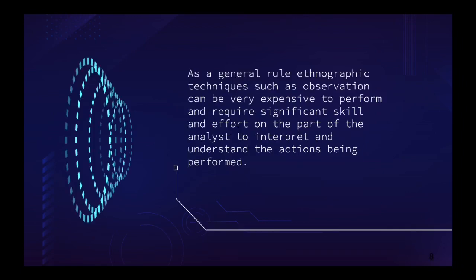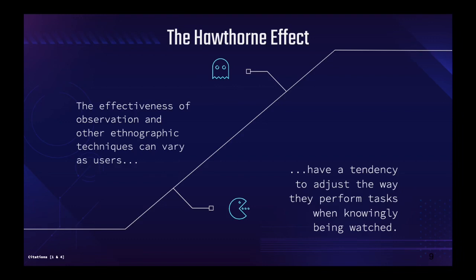As a general rule, ethnographic techniques such as observation can be very expensive to perform and require significant skill and effort on the part of the analyst to interpret and understand the actions being performed. The Hawthorne effect is when users tend to vary their response or behavior when they know they are being watched, recorded, or analyzed. For instance, if a user is nervous about being recorded, design your task experiments to not put too much stress on the user. We want to find out about design problems with the system, not how the user works under pressure.